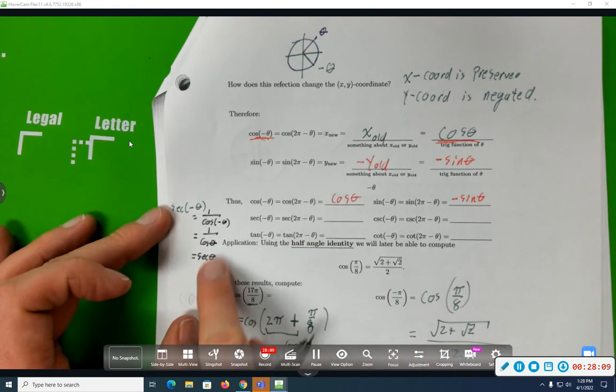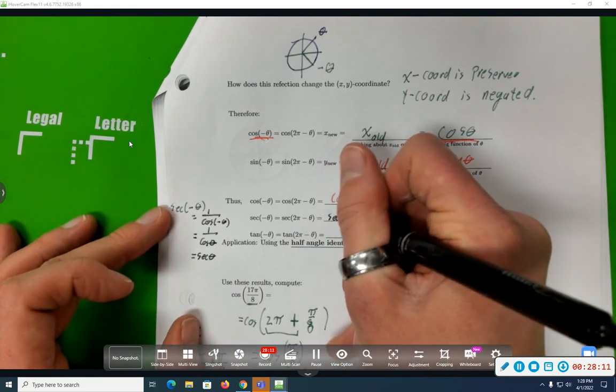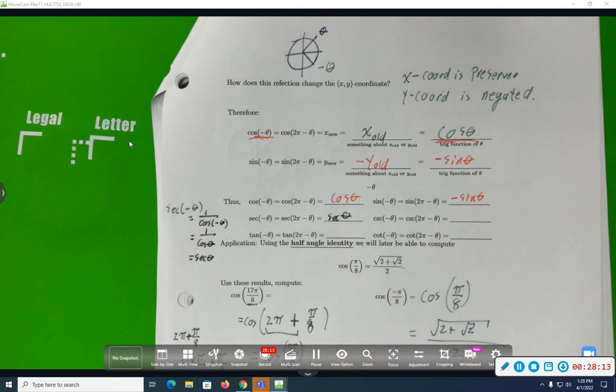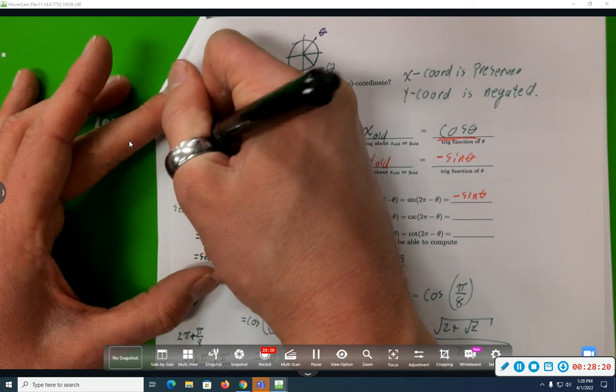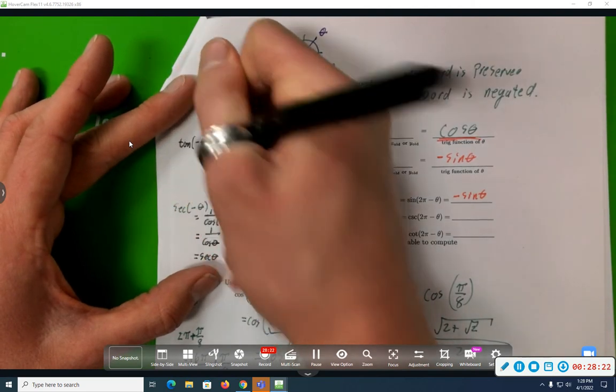Nice. So it looks like secant of negative theta is the same as the secant of theta. Let's do tangent as well. And I'm eating up my margin space. Tangent of negative theta. Let's try to compute that.